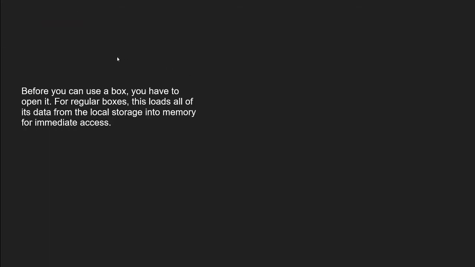So before you use a box, you have to open it. Seems fairly obvious in speaking, but that's a bit of a gotcha. You need to make sure the box is open before you can access any of its contents. For regular boxes, this loads all of its data from the local storage into memory for immediate access. And just a little bit of pseudocode for how to do that is assigning this variable called box to whatever the end result of await hive.openBox test box is.